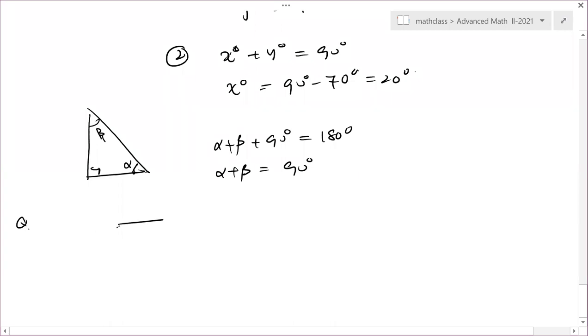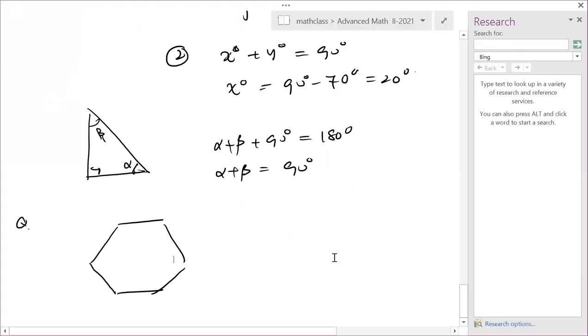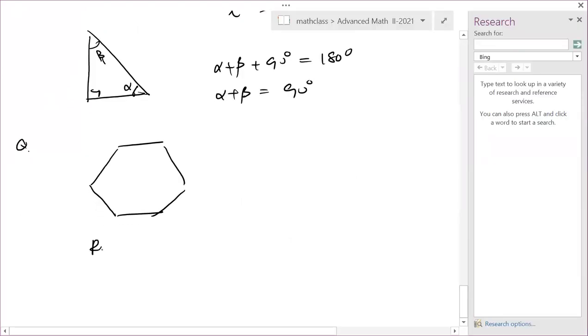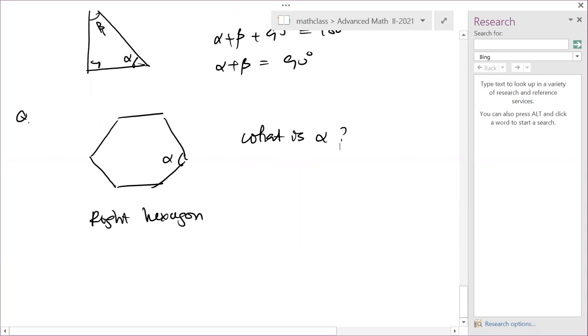All right, so I'm curious about the hexagon. I remember the polygon, right? Yeah, the regular hexagon. For the regular hexagon, what is the interior angle? Find that. So what is alpha? We solve this problem directly.